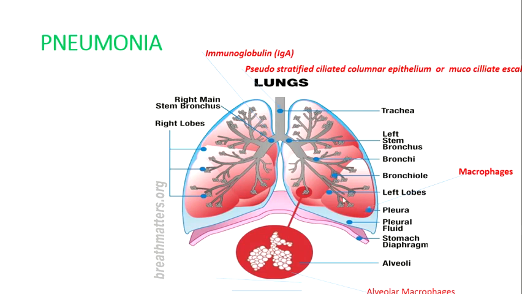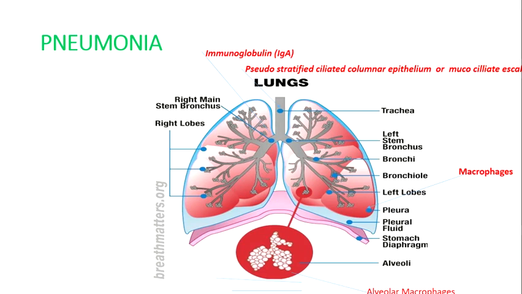Macrophages are present here in the alveoli region, and these are called alveolar macrophages, because we have different types of macrophages. In the liver, we have Kupffer cells. In the spleen, we have splenic macrophages. In the CNS, we have microglia. But now we are talking about alveolar macrophages. Macrophages are agents that counterattack when bacteria settle inside your lung.